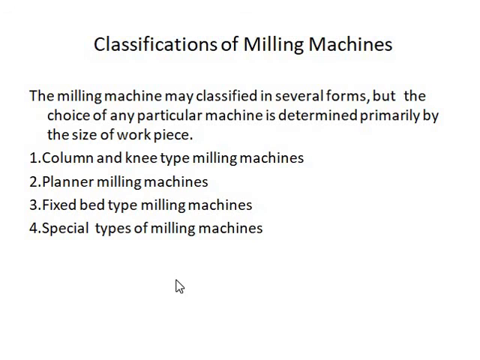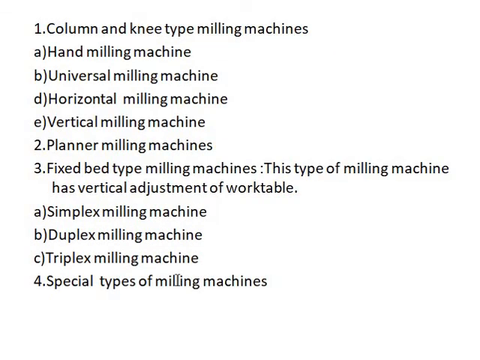Okay, so first is column and knee type milling machines, second is planar milling machines, third is fixed bed type milling machines, and fourth is special type of milling machines. First of all, we'll go ahead with column and knee type milling machines, which is subdivided into hand milling machine, universal milling machine, horizontal milling machine, and vertical milling machine.